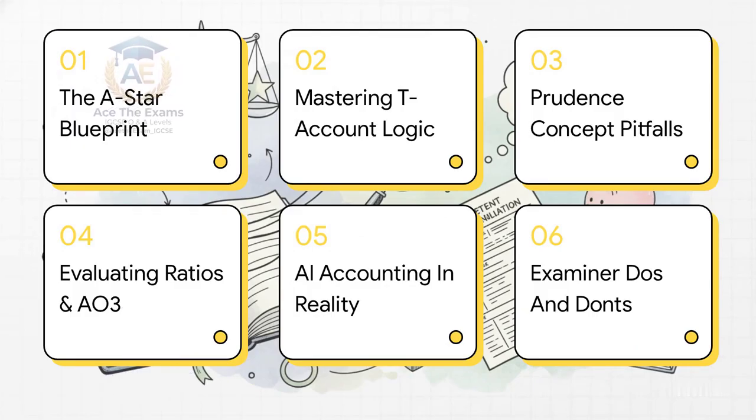First, the A star blueprint. Then, mastering the T account logic. After that, we'll hit the prudence concept pitfalls, followed by evaluating liquidity and ratios. Finally, we'll look at AI accounting in reality and wrap up with examiners' do's and don'ts.